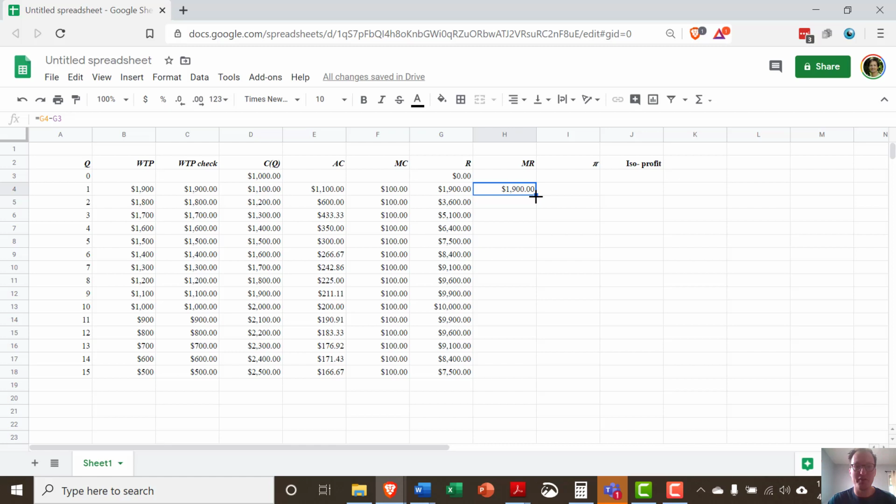The marginal revenue of selling to the second person, right, even though we're going to charge him $1,800, we had to reduce the price for the first person to $1,800 too, which means the marginal revenue of selling to the second person is going to be $1,700, right? The $1,700 is $3,600 minus $1,900, and so on.